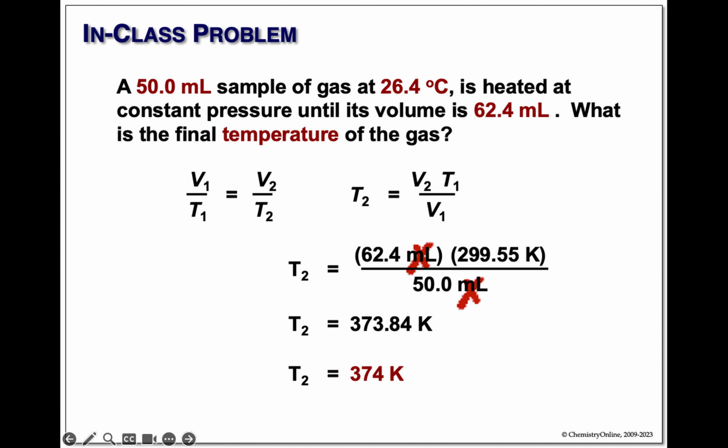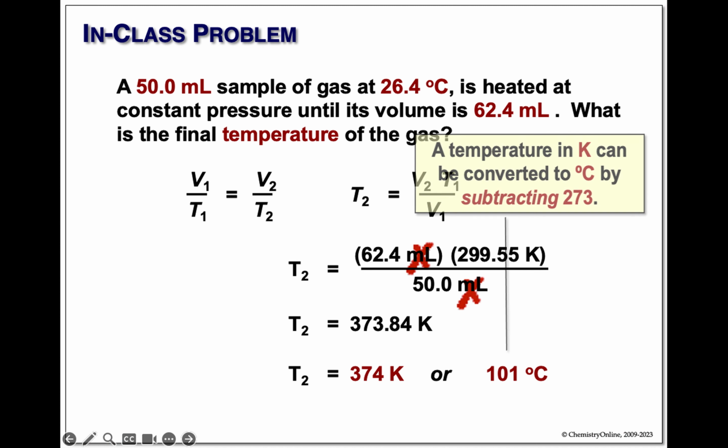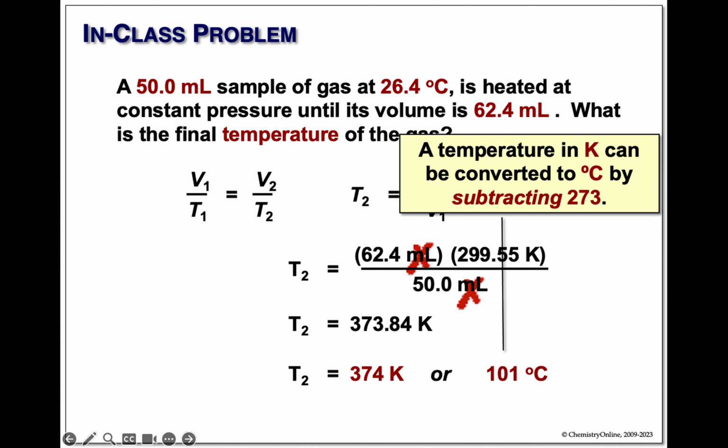Now, if the problem asked you what's the final temperature in centigrade, what would you do? Remember, they differ by 273. Kelvin is always bigger. So just take this, subtract 273, we get 101. Any questions?